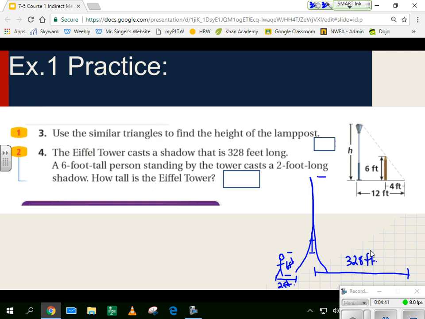So what we need to know is how tall is the Eiffel Tower. Let's call it E for Eiffel. So go ahead and come back when you found the height of the lamppost and the height of the Eiffel Tower. Make sure you're showing your work so you don't make any mistakes.